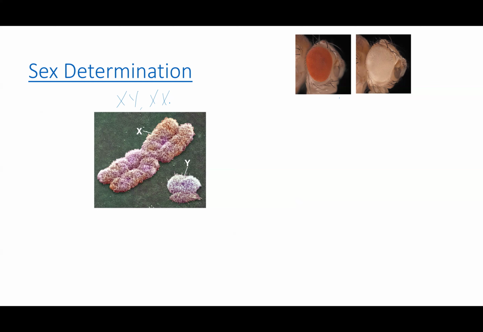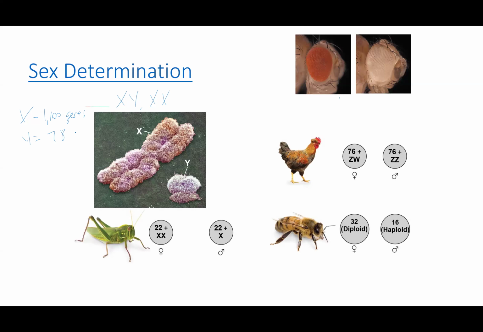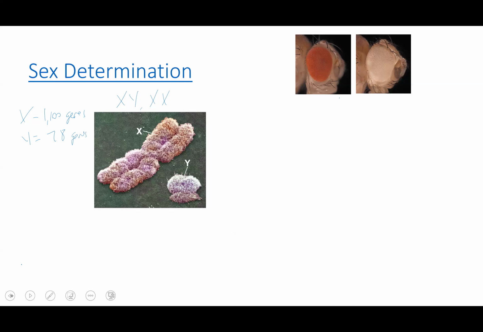And that is true because the X chromosome carries, in humans, about 1,100 genes. The Y chromosome carries 78 genes. So slightly more of your DNA comes from your mom, if you're a male, than from your dad, because you've got the X chromosome from your mom, and it's a little bit bigger than the Y chromosome.